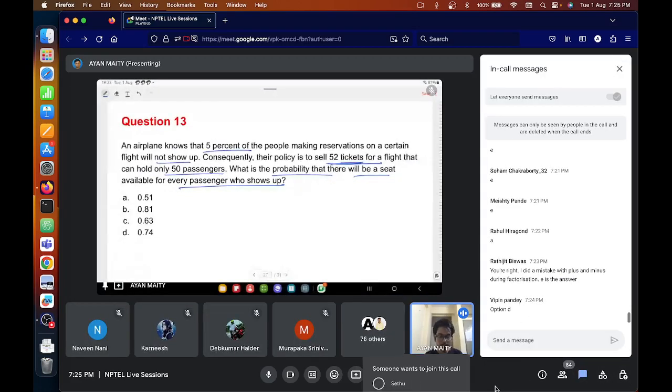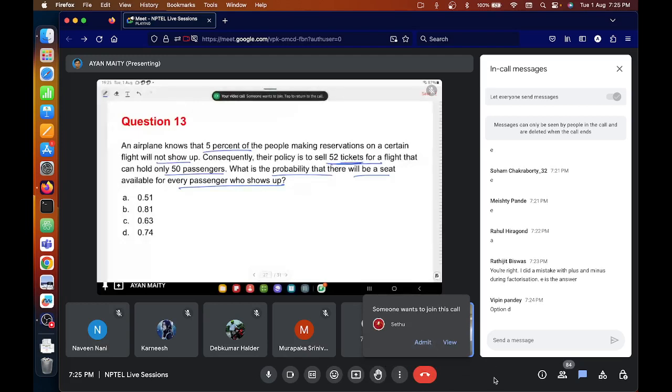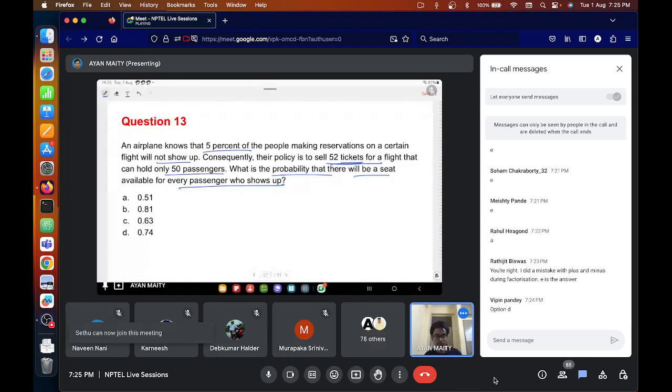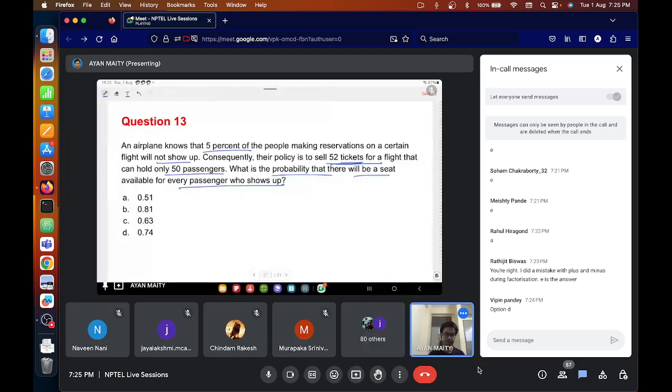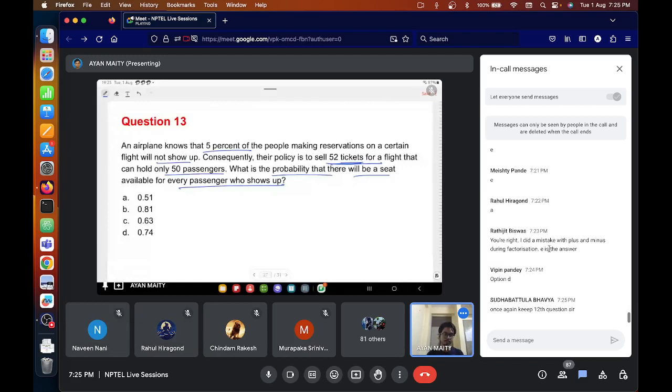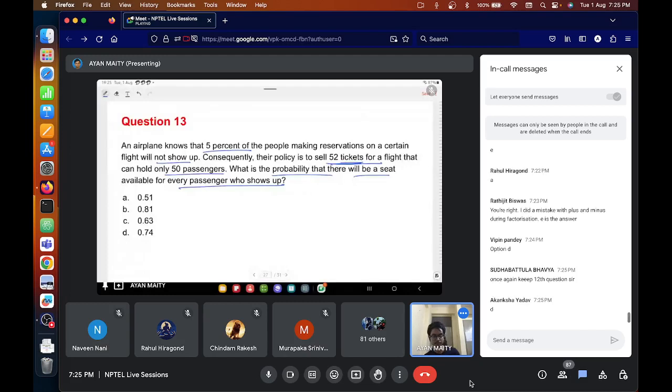Vipin Pandey is saying option D. Option D. Option B. Option B. Okay. Akanksha Yadav is saying option D.